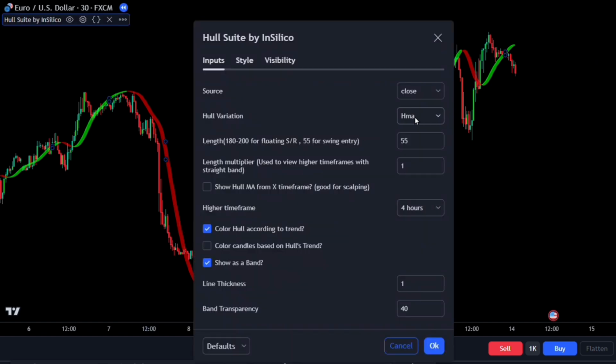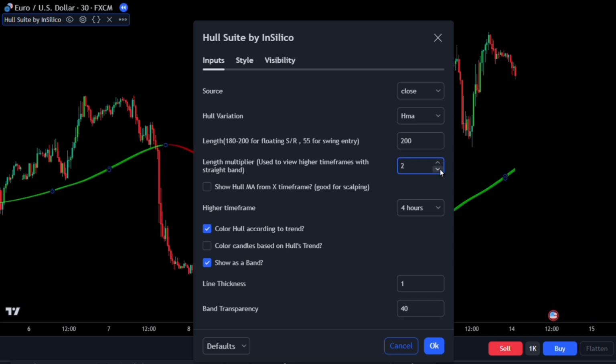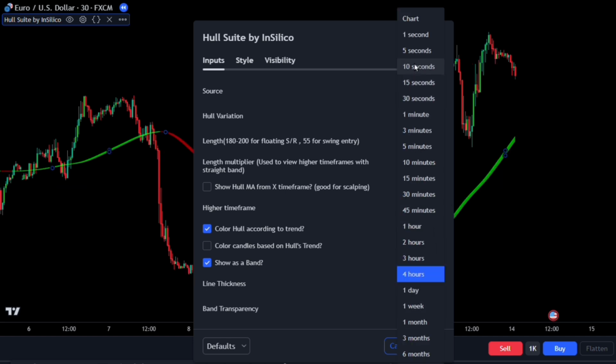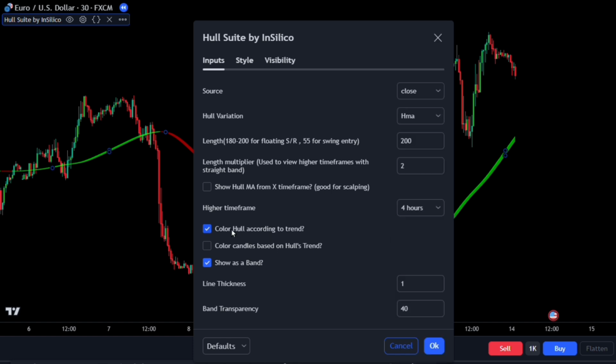You can change the Hull variation from HMA to THMA or EHMA, and you can also change its length. Personally, I like to keep it at 200, and adjusting the length multiplier can also give good results. You can even set different time frames for this indicator and make the candles change color based on Hull's trend.